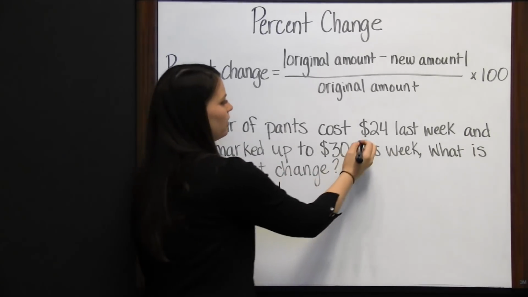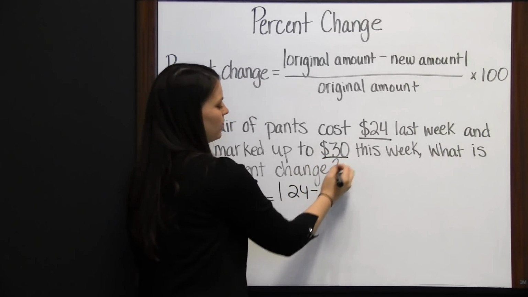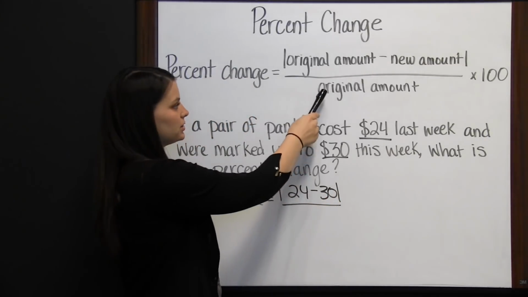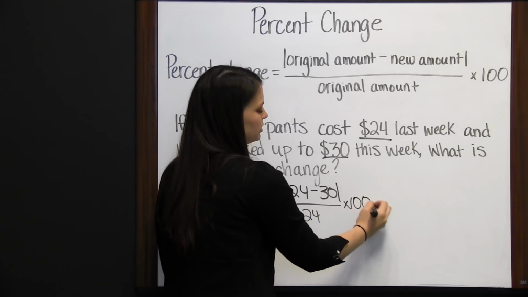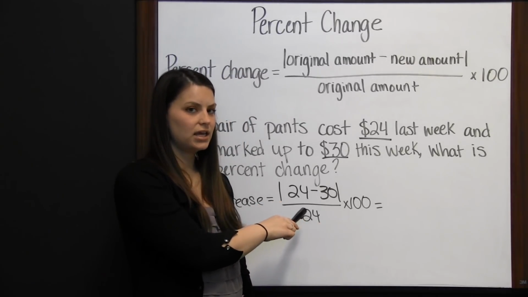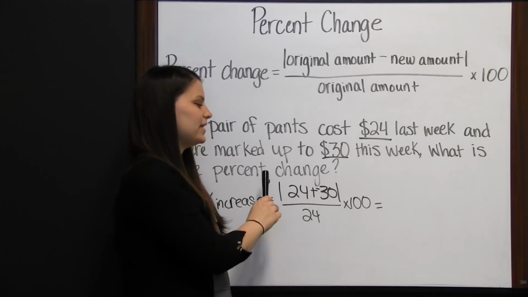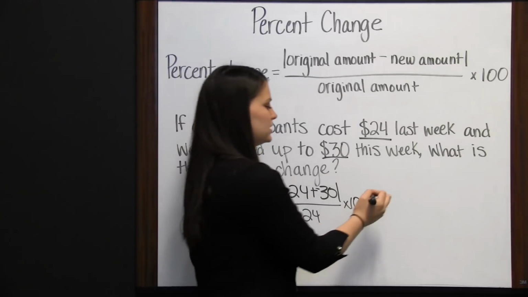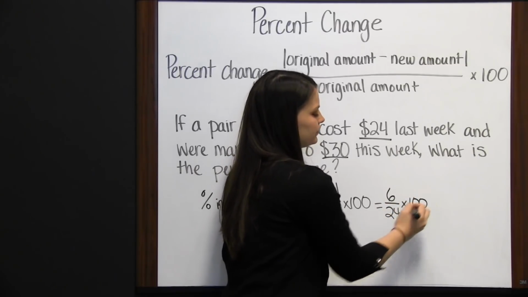So the absolute value of original amount, 24, minus new amount, 30, divided by the original amount, which is 24, and then we have to multiply this times 100 to achieve our percent. So 24 minus 30 is negative 6. You can add the inverse to find that. And the absolute value of negative 6 is 6, since absolute value is distance from 0. So that's 6 out of 24 times 100.